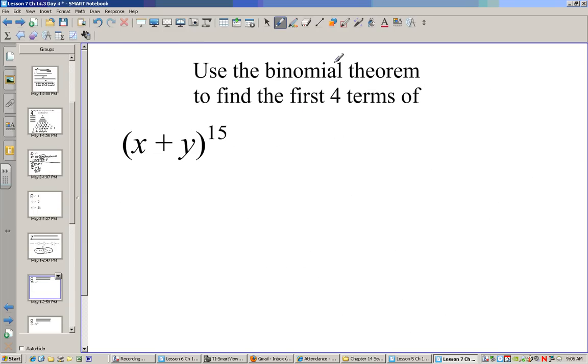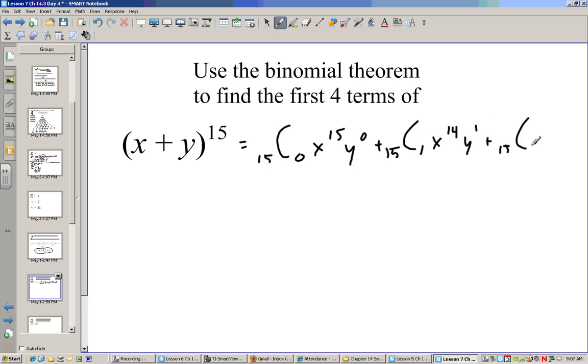All right, so let's find the first 4 terms of (x + y)^15. Well, we'll have 15 choose 0, x to the 15th, y to the 0, plus 15 choose 1, x to the 14th, y to the 1st, plus 15 choose 2, x to the 13th, y squared, plus 15 choose 3, x to the 12th, y to the 3rd.